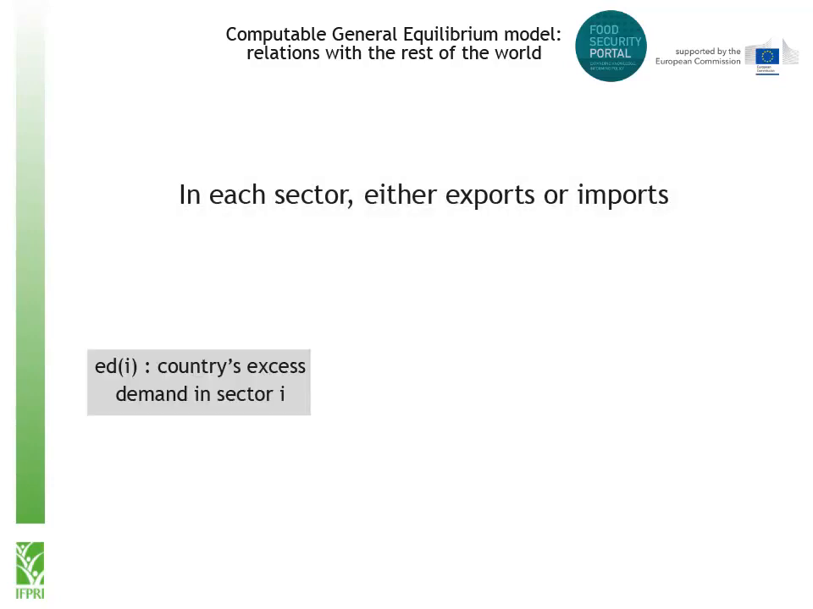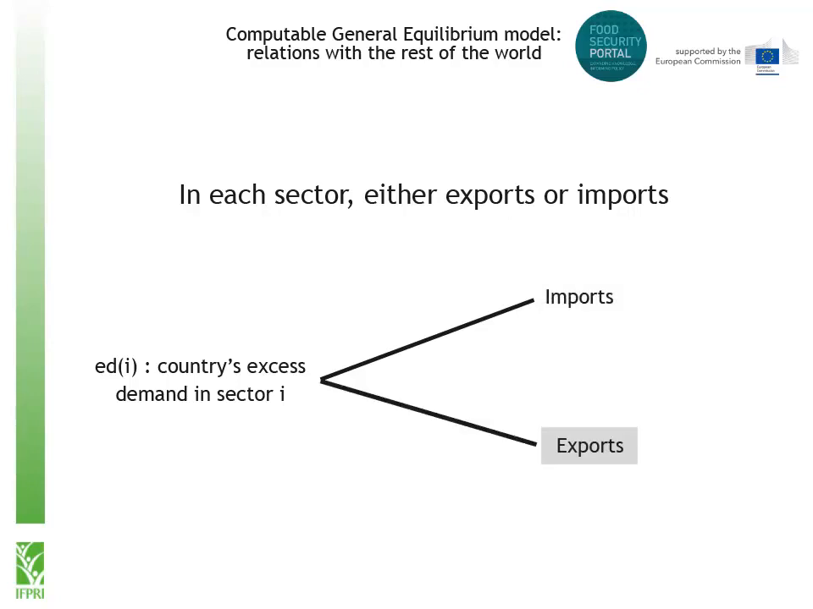And we are going to model trade flows with a unique variable, which we are going to call ED in sector i. This means the country's excess demand for good i. You understand what it means. It is demand minus supply. So either ED is positive, it means that demand is greater than supply, so they are imports, or ED is negative, so it means that demand is less than supply, it means that they are exports.